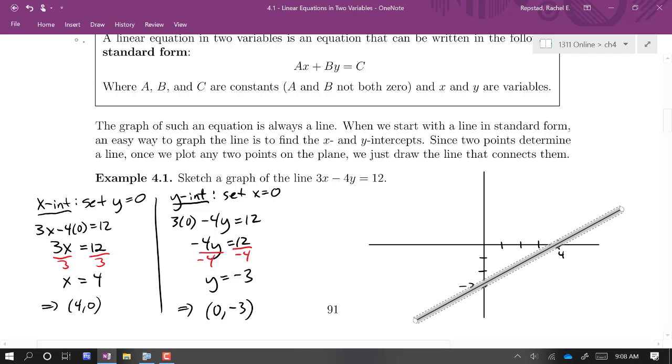And of course this line extends infinitely in both directions. What this means, when we graph this, is that any point, any pair of xy coordinates that will satisfy this equation will lie on that line. And equivalently, any point on that line will satisfy it. This line is a visual representation of all the points, all the xy pairs that satisfy that equation.